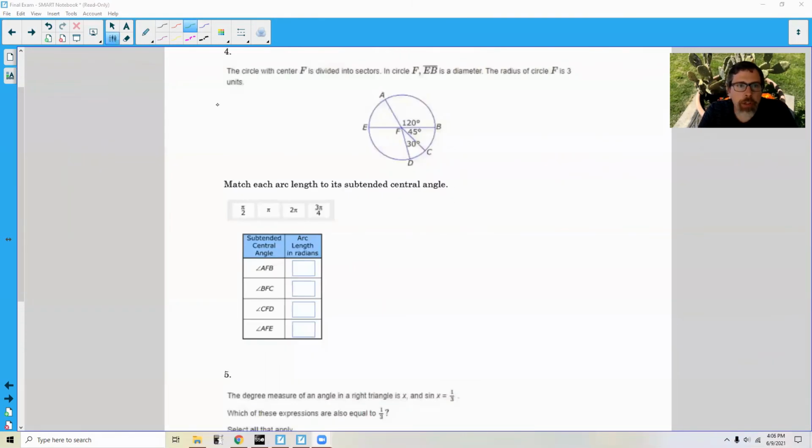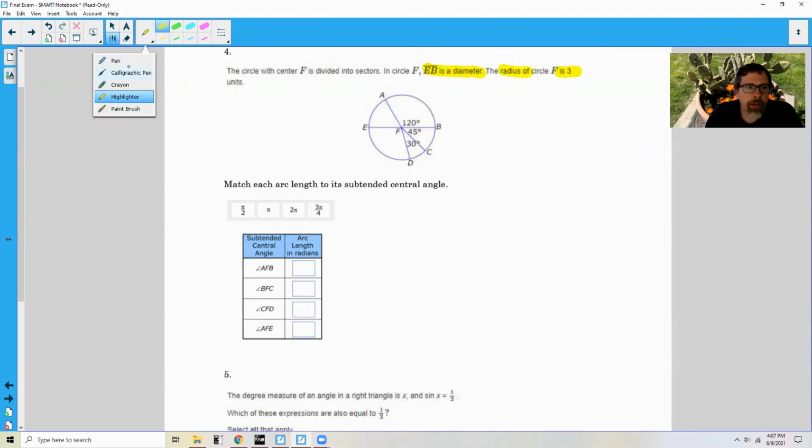Okay, page 3 brings us to the problem number 4 on the test, and it says the circle with a center F, right there, is divided into sectors. Okay, 5 different sectors. In circle F, EB is a diameter. All right, so there's a clue. EB is a diameter. The radius of circle F, the radius is 3. All right, so that's the 2 givens.